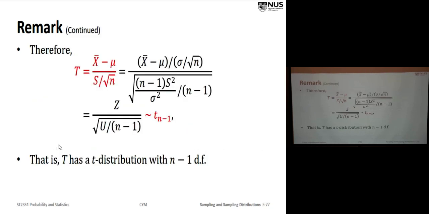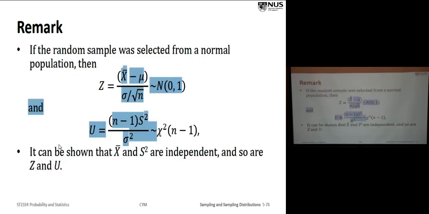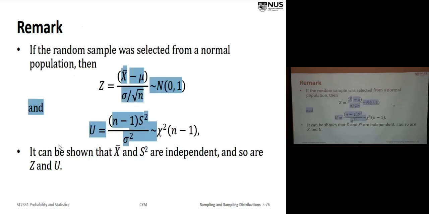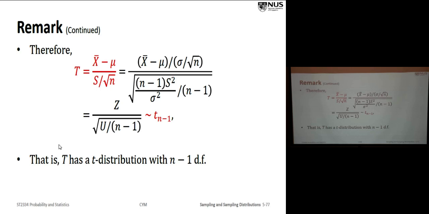Well, it's interesting because if I define T equal to x bar minus mu over s over root n, that is precisely just the ratio of Z and U. So I divide Z by the square root of U over n minus 1, where U is chi-square n minus 1. This one, Z, is normal 0,1. This one is the square root of a chi-square divided by its degrees of freedom. And so this is equal to Z over the square root of U over n minus 1.